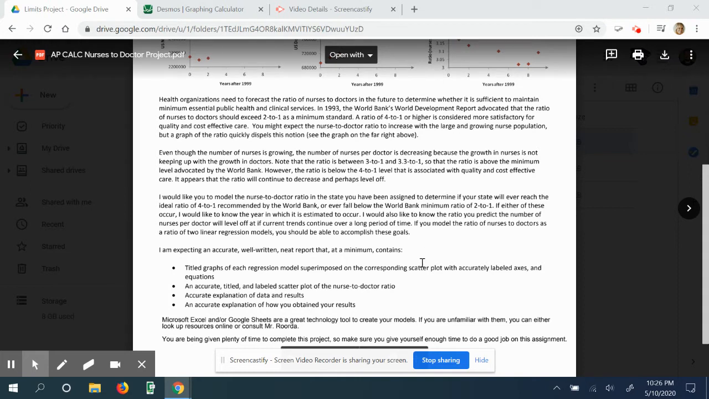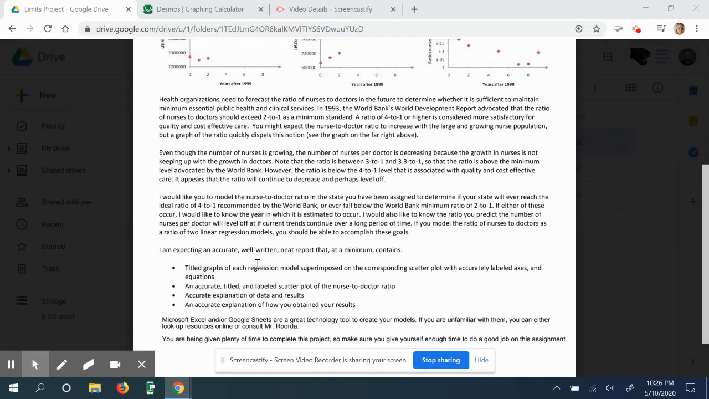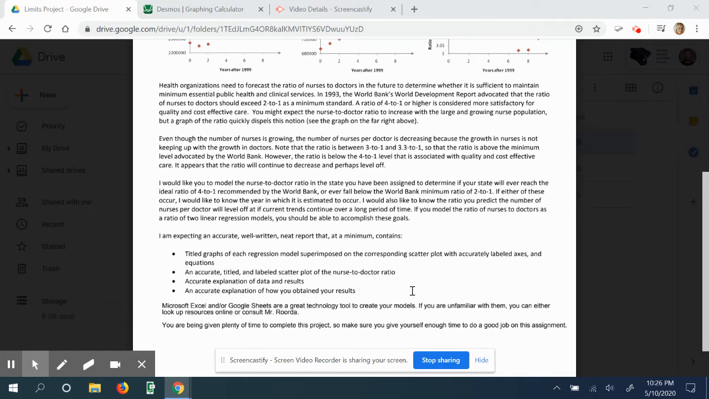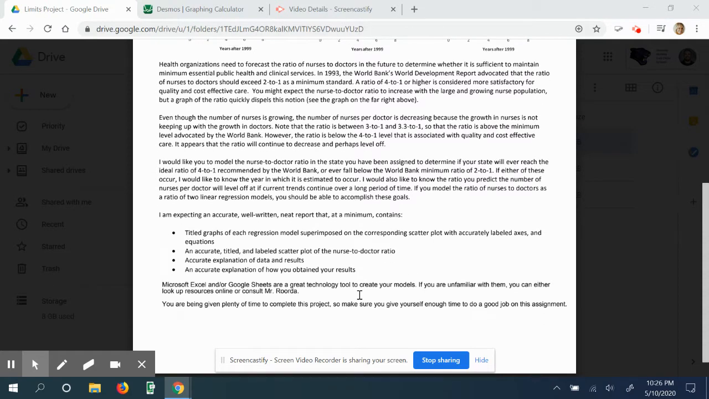And so on that paper, I'm expecting a titled graph for each regression, accurately titled scatter plots for the nurse to doctor ratio, accurate explanations of your data and your results, basically what you think the limit's going to be, and an accurate explanation of how you obtained your results.